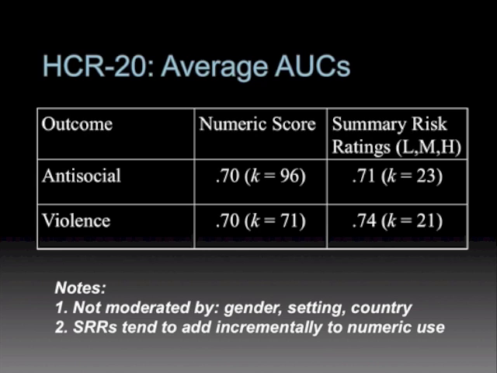And similarly, there's been a number of studies that have found that the structured risk ratings of low, moderate, high actually add incrementally to the numeric use. So not only do they perform a little bit better, but once you have everything in the mix, it's the summary risk ratings which tend to do most of the actual prediction, statistically, of violence.